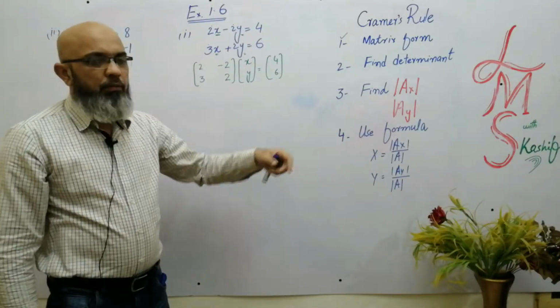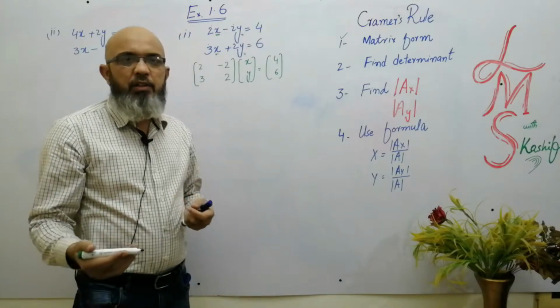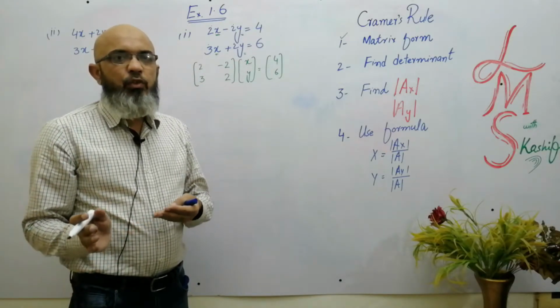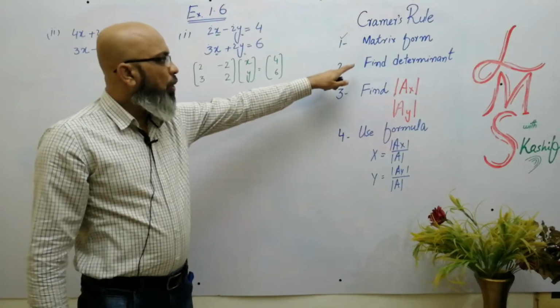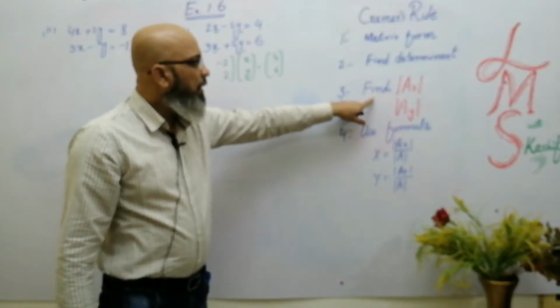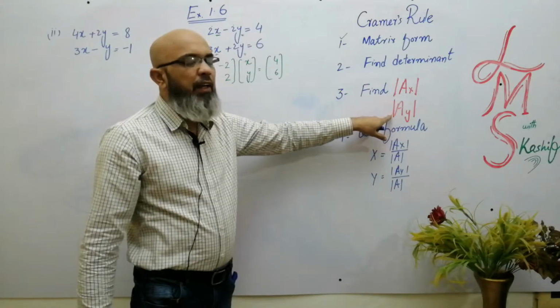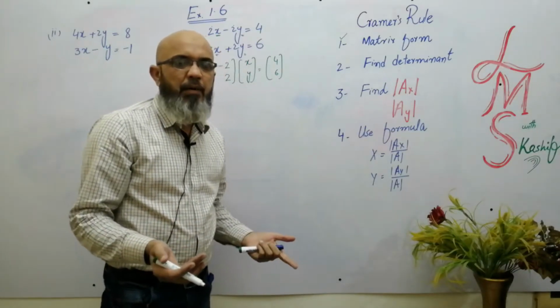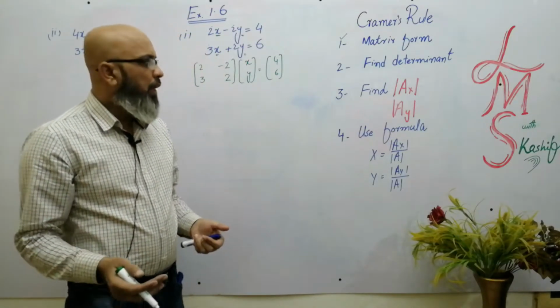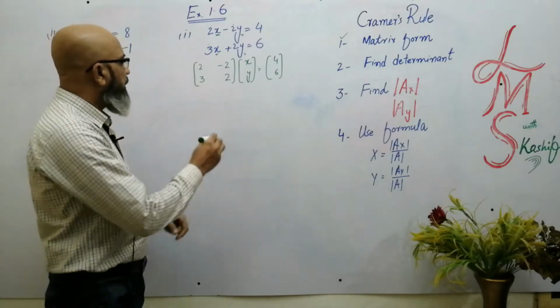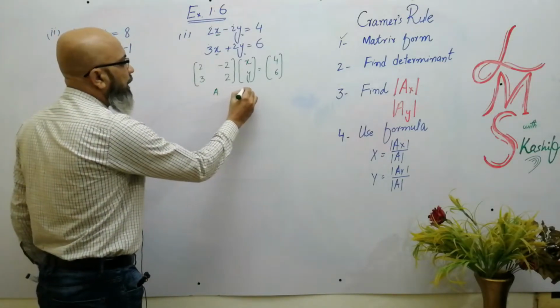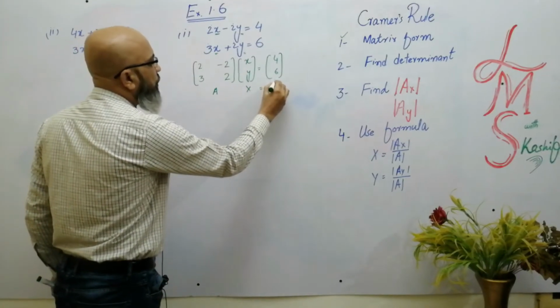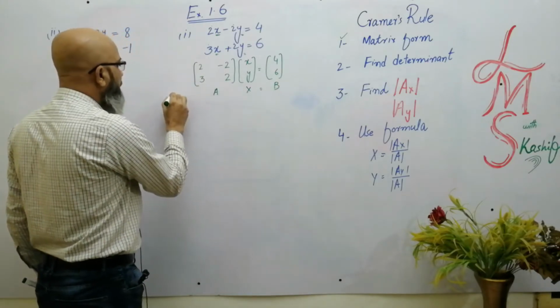नेक्स्ट जो है, ये काम बहुत आसान है. You already did this in the previous exercise when you find the inverse. Now we have to find the determinant, then we will find Ax determinant and Ay. What is Ax determinant and Ay determinant, which I tell you later. First this is your A, this is your X, and this is your B. So let's start with A.